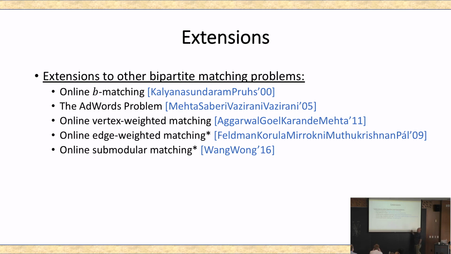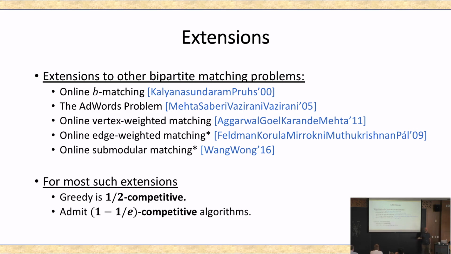And in all of these extensions of online bipartite matching, we know that the greedy algorithm is 1/2 competitive, and 1 - 1/e is the best you could hope for. And you can actually get that.